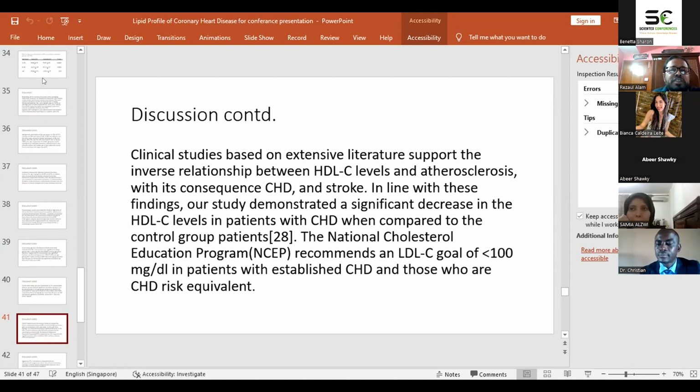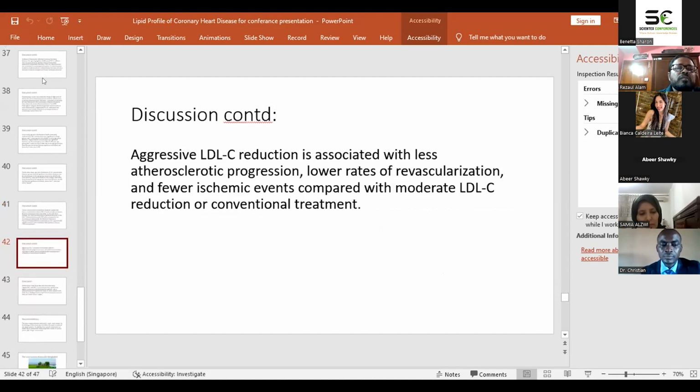The National Cholesterol Education Program, NCEP, recommends that LDL cholesterol concentration should be less than 100 milligrams per deciliter in patients with established coronary heart disease and those who are coronary heart disease equivalent. Aggressive LDL cholesterol reduction is associated with less atherosclerotic progression, lower rates of revascularization, and fewer ischemic events compared with moderate LDL cholesterol reduction or conventional treatment.